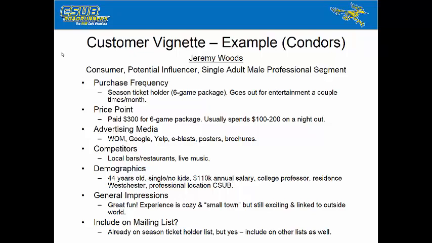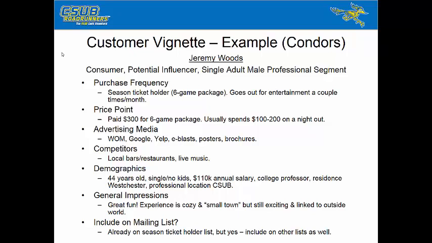Competitor-wise, local bars and restaurants and live music is what I would usually do instead, if I weren't at the Condors game, on a Friday or Saturday night. Demographic-wise, I'm 45 years old now. This was compiled last year originally. Single with no kids, just a little bit over $100,000 salary. I'm a professor. I live in Westchester, and I work here at CSUB. Those are the relevant pieces of information that you need to know about the individual person.